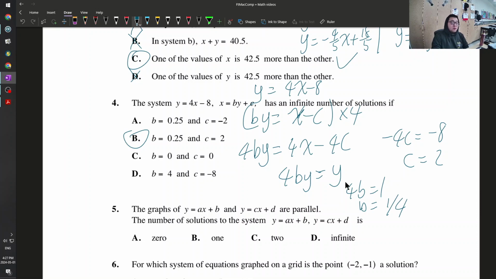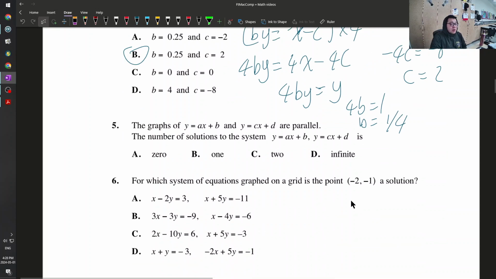Therefore, the answer is B. And again, if you don't know how to do one of these questions, especially if it's multiple choice, plug in all the b and c values into this equation, and then double check. You have to check their slope and the y-intercept. So do that by either changing it to y-intercept form or graphing it to see which one is correct.